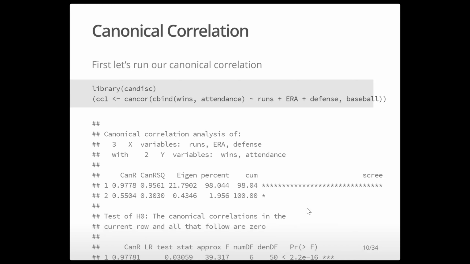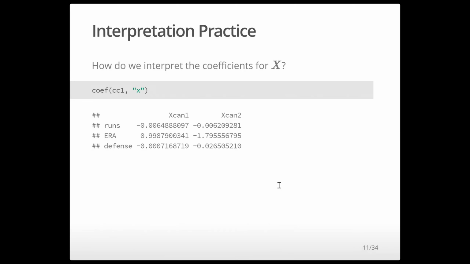So first, let's run our canonical correlation. And so again, we get our markdown seems to produce a slightly different output than what shows up in my R console. That's okay, we can sort of ignore that here. So first, let's practice interpreting the results of the canonical correlation before we move on to effect size and dominance analysis.